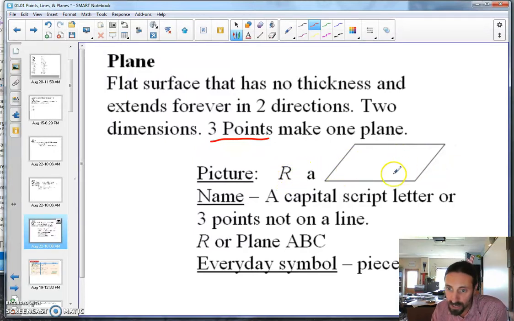Or as far as a drawing, you'd say this is a plane, right? And you have this little symbol. So you could say, you know, the plane made from. So when you name a plane, a capital script letter or 3 points not in a line. Okay? Everyday symbol. Think about a piece of paper. So when you're talking about a plane, again, it looks something like that. And then you could say plane ABC. A, B, and C. Beautiful handwriting, I know.